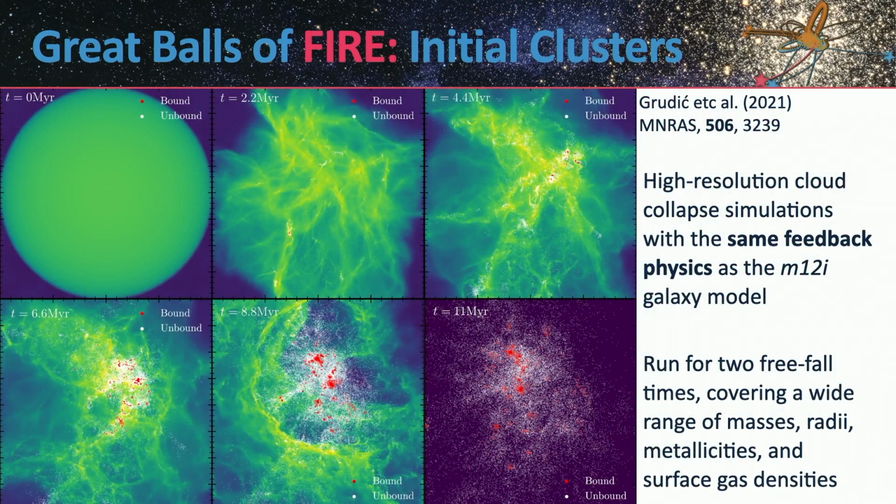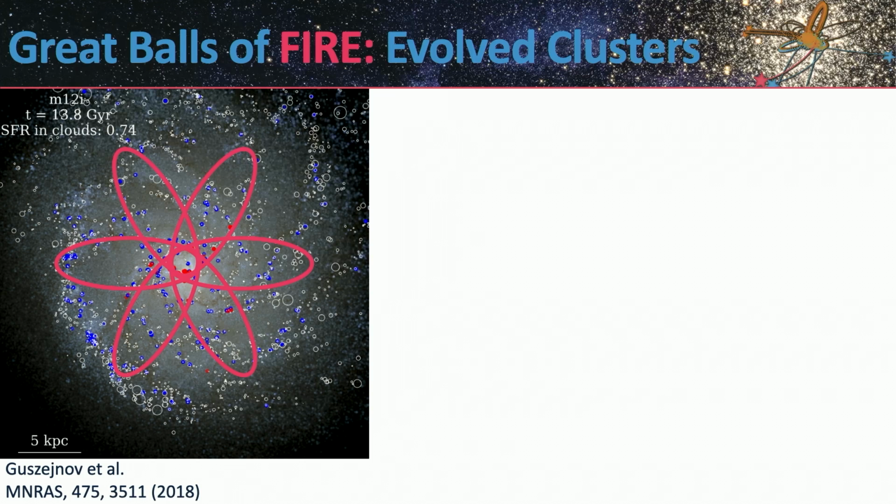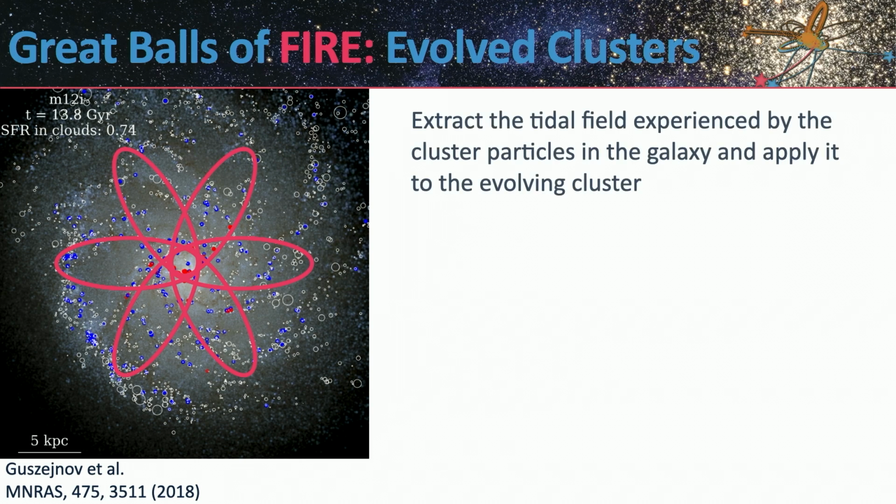We then used a series of ultra-high-resolution cloud collapse simulations from Mike Grudich to map those GMCs and their properties onto star cluster initial conditions. So these were very high-resolution simulations done using the same feedback physics as the FIRE galaxy, so there's consistency there. And then we map, using this grid of simulations, the GMCs from the galaxy onto the initial t equals 0 conditions for star clusters. Finally, we picked a single particle from those GMCs, used that as an effective tracer particle for each of the clusters, and extracted the tidal field that it experienced from the galaxy.